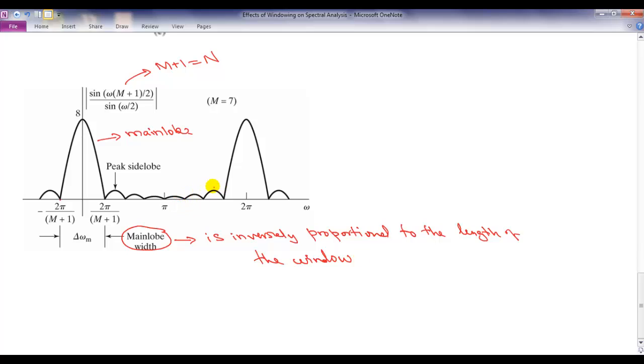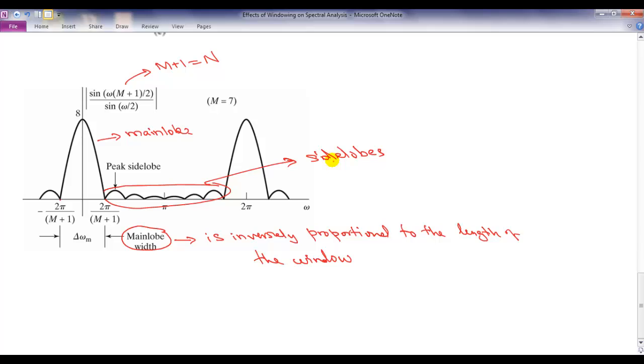Now these smaller humps, they are called side lobes. The effect of side lobes is that they create energy in places where you did not have. And imagine if you had a frequency which had a height of, like, let's say 0.05, really small. Well, that frequency will get hidden in these side lobes.